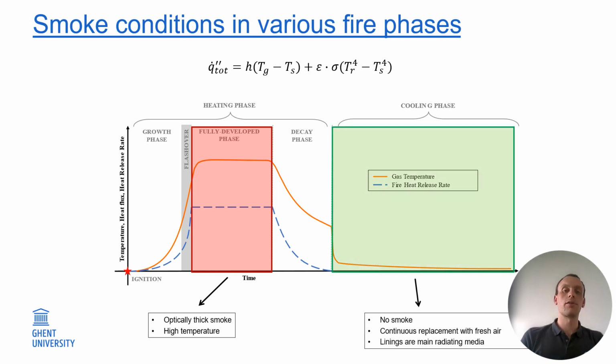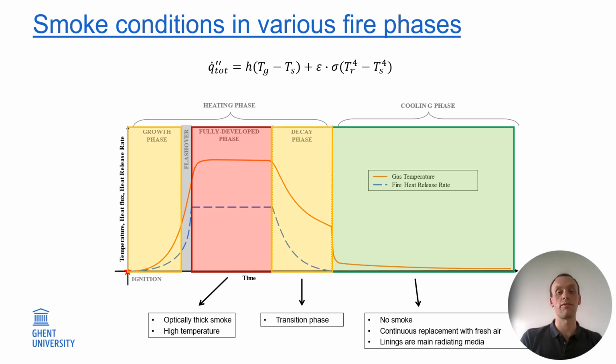The second important phase is the pure cooling phase, which is characterized by the absence of smoke. The air inside the compartment is relatively cool because it's continuously refreshed and the linings are the dominant source of radiation. In this phase, the gas temperature and the radiation temperature are completely different. And in between those two phases, we have the decay phase, which is a transition phase going from one extreme to the other, just as the growth phase is also a transition phase before flashover.